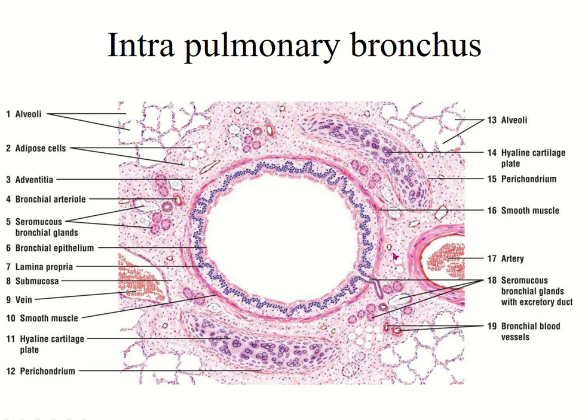This is submucosa. It is formed by the dense irregular connective tissue which contains fat, blood vessels, and seromucous gland. This is serous acini. You see this is darkly stained and the nucleus is round. And this is mucous acini.